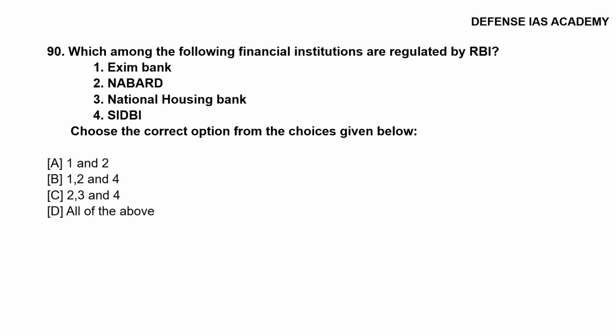Question 90. Which among the following financial institutions are regulated by RBI? 1. Exim Bank. 2. NABARD. 3. National Housing Bank. 4. SIDBI. Choose the correct option from the choices given below. The correct answer is D, all of the above.